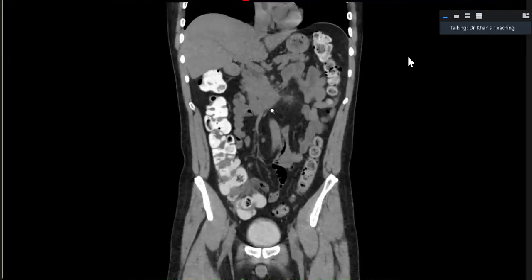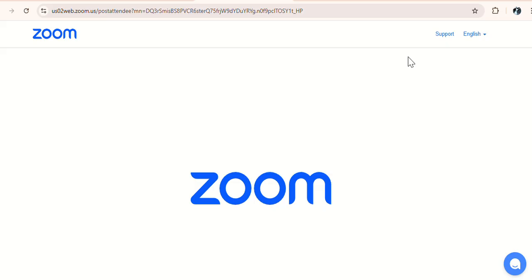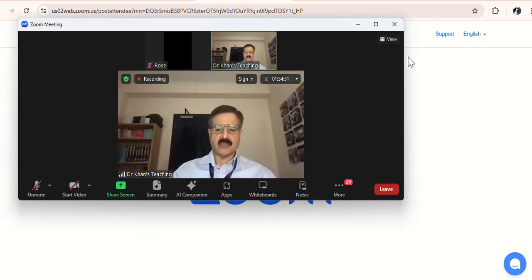Okay, thank you. So let's go to the next case. So now you have seen two cases of PAN, with slightly different clinical presentation in both of them. Now, let's go to the next scan.